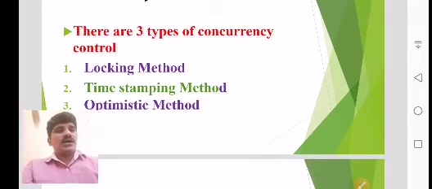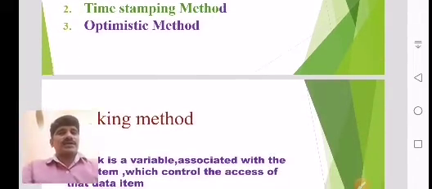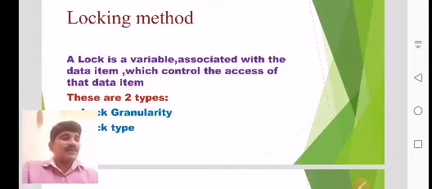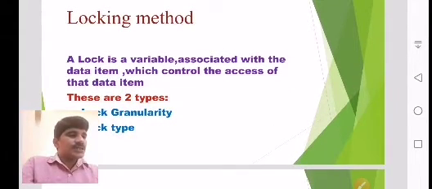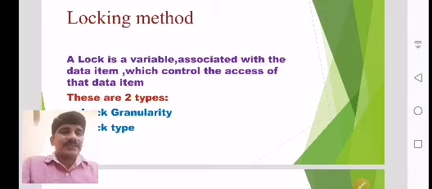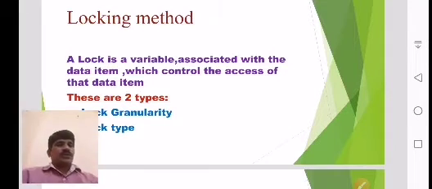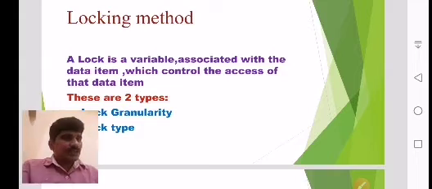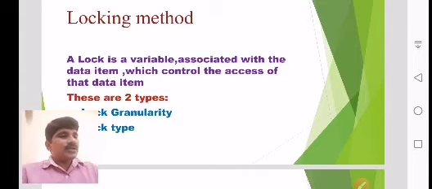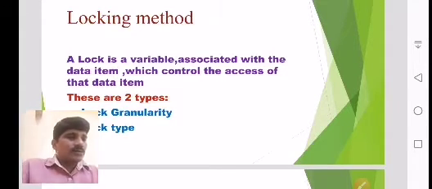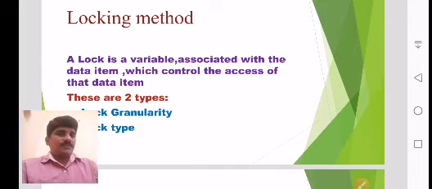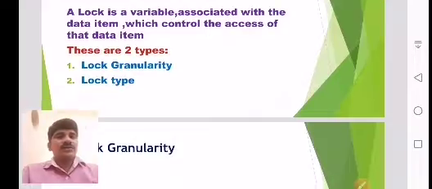What is a lock, how to lock, and how many phases of locking are there? In the locking method, a lock is a variable associated with a data item which controls the access of the data item. So a lock is a variable associated with the data that controls access to the data, and this is called the locking method. Again, the locking method can be divided into two types: one is lock cardinality and the second is lock type.